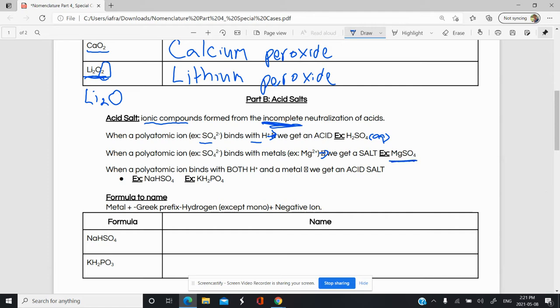That's the ionic compound. But let's say now you have a polyatomic ion and you combine it with both H plus and the metal. Then you would have an acid salt. So for example, this is an acid, this is a salt. So I'm going to take SO4, and if I combine it with the metal ion and the H plus, now I have an acid salt. Here we have a polyatomic ion combined with a metal ion and H+, and that's an acid salt. So if you know the difference between an acid and a salt, then you know what an acid salt is. It's a combination of the two, essentially.